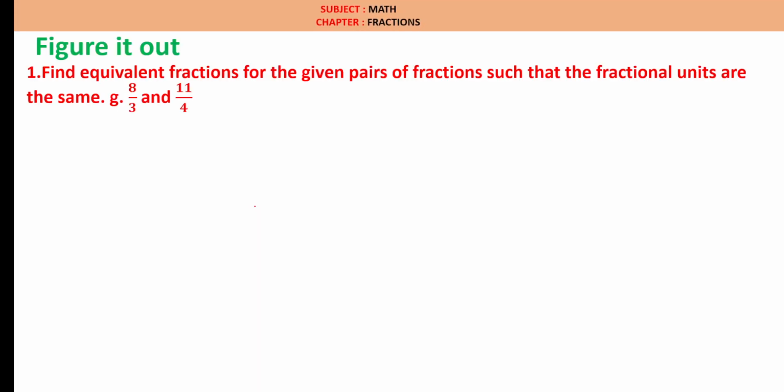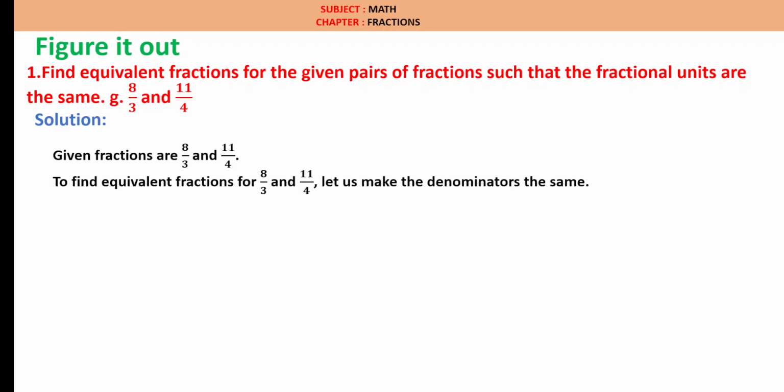Figure it out. Subsection 1G. We need to find the equivalent fraction for 8 by 3 and 11 by 4. Therefore, given fractions are 8 by 3 and 11 by 4. So, to make these equivalent fractions, we need to consider the denominators 3 and 4. LCM of 3 and 4 is 12.